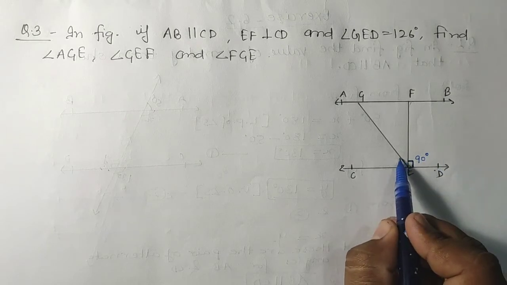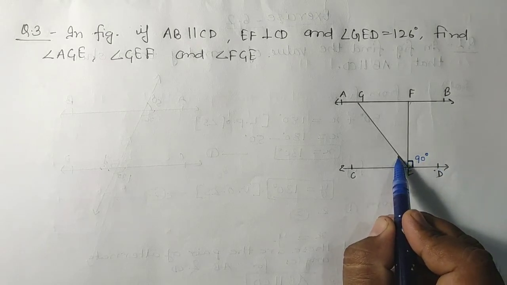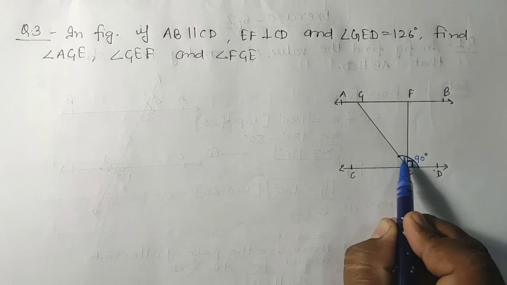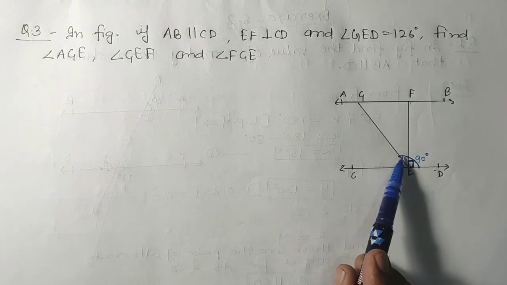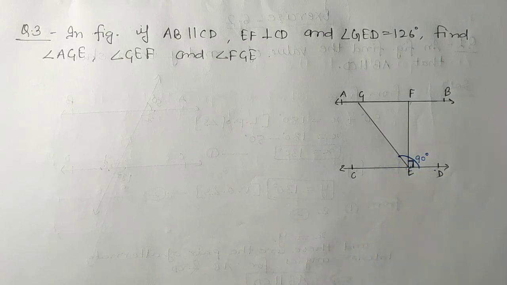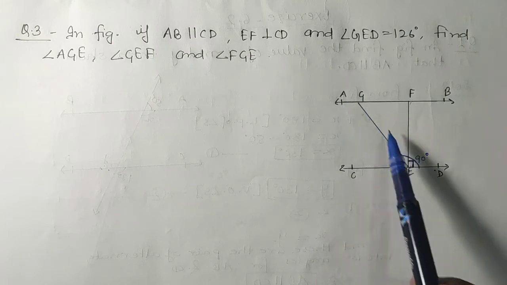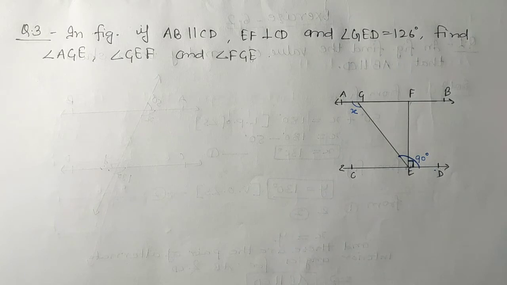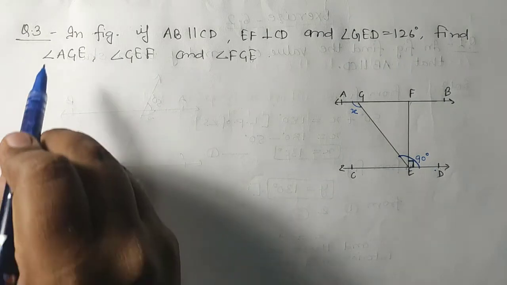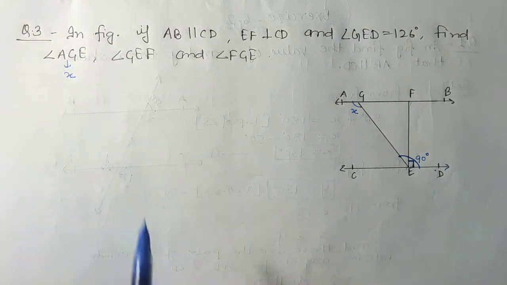And angle GED, which is angle GED? This angle. Angle GED is 126 degrees. This whole angle is 126 degrees. Then find the value of angle AGE. We have to find AGE. Suppose this angle is X, we have to find angle AGE, that is X.